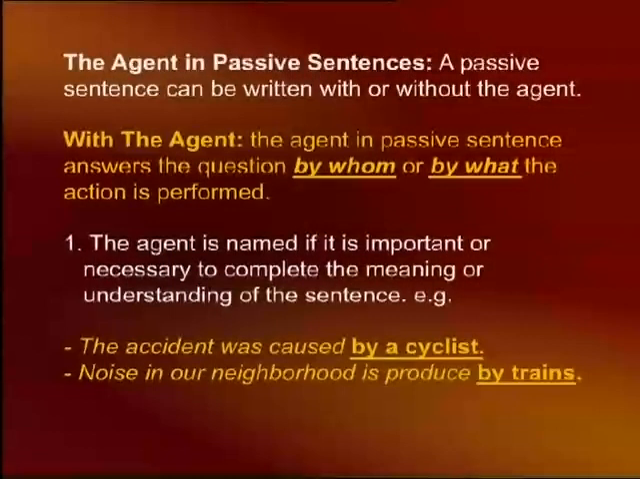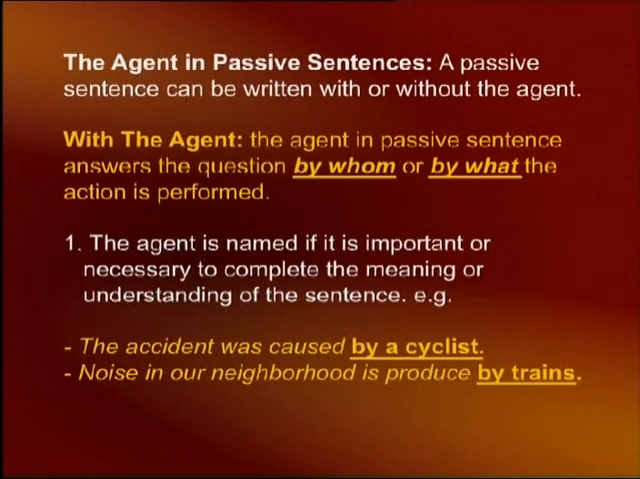Now, all these sentences were in the passive, and you were shown how the different tenses are used in the passive. The agent in the passive sentence. A passive sentence can be written with an agent. A passive sentence can be written without the agent. By agent, we mean the doer of the action.